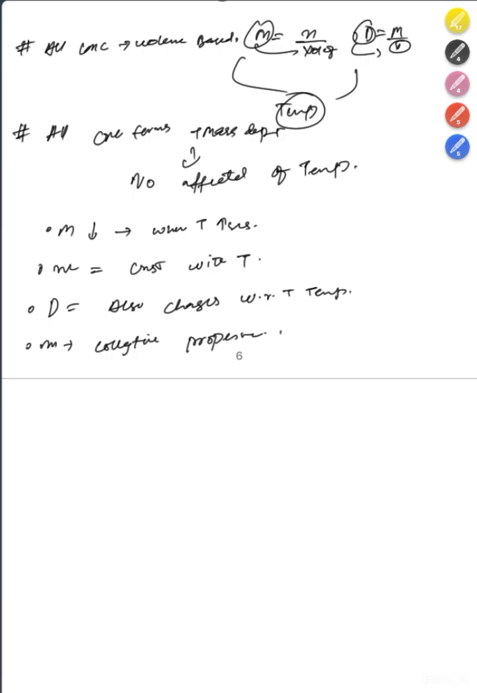So one line revision, you will remember that molarity changed because the volume changed with the temperature, while molality stays constant because mass never changed. So this was all about it.